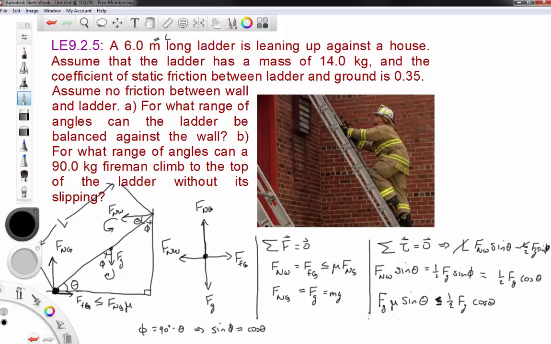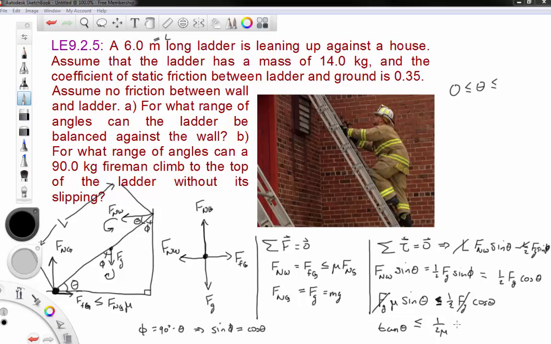And if we divide both sides by cosine of theta and we divide both sides by Fg mu, what we end up with is that tangent of theta must be less than or equal to 1/2 mu. The Fg's basically cancel. So what this basically means is that we've now solved for the range. The range is between 0 on the low end and then 1/2 times mu times this tangent on the high end.